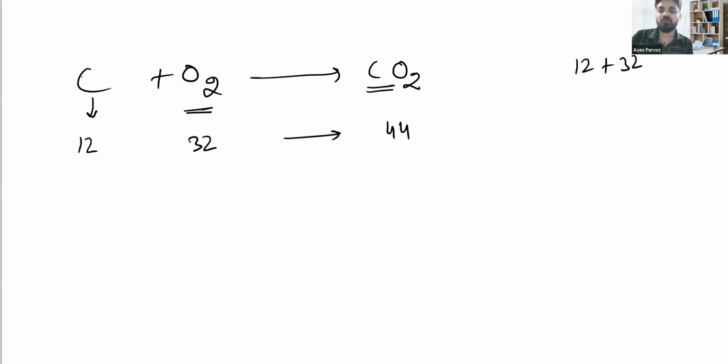Now, by what number can you divide all these three terms? Is there any common number by which you can divide all? 2. No, bigger than 2. 4. Yes, 4 threes are 12, 4 eights are 32, 4 elevens are 44. So here the simplest is that for every 3 grams of carbon, 8 grams of oxygen will be required to make 11 grams of carbon dioxide.